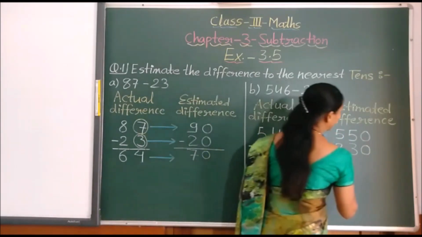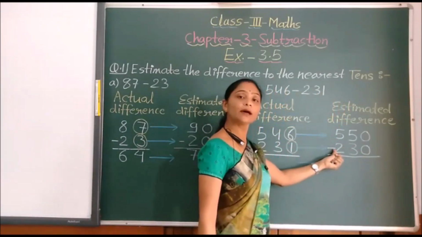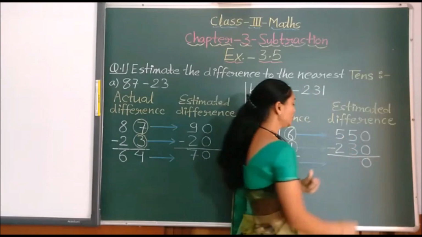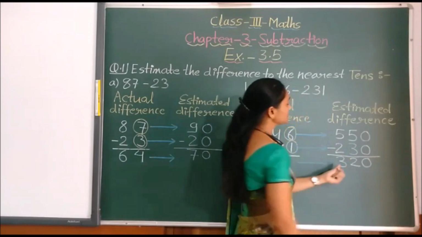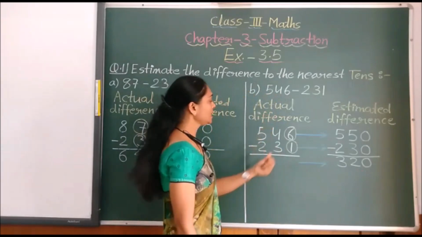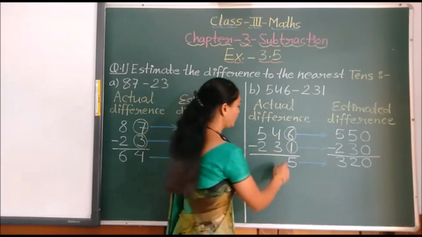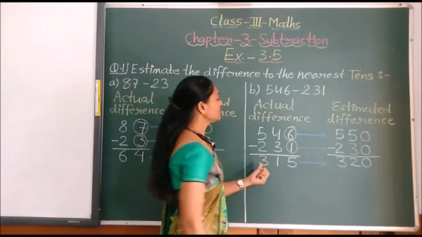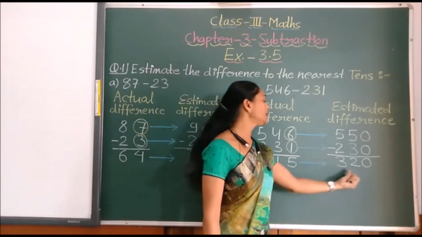Now we have to find the estimated difference. For that we have to subtract both the numbers. Now 0 minus 0 is 0. 5 minus 3, 2. So here 2, and then 5 minus 2, 3. So this way we got this answer, 320. Now the actual difference: 6 minus 1, 5. Then 4 minus 3, 1. And 5 minus 2, how much? 3. So the actual difference is 315 and the estimated difference is 320.